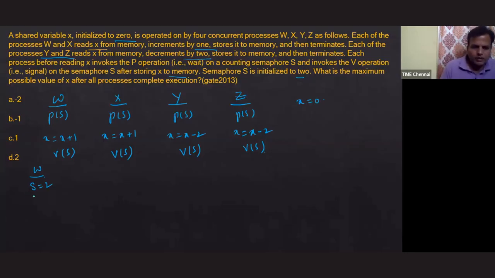The X value we have given inside the main memory is 0. If S is a counting semaphore, it means more than one process can be active at a time, because S value is 2 here. Let's see what will happen. Process W comes and performs down on S, reads this X value, increments by 1, and performs up on S. So it is 1. And this is process X performing down on S.